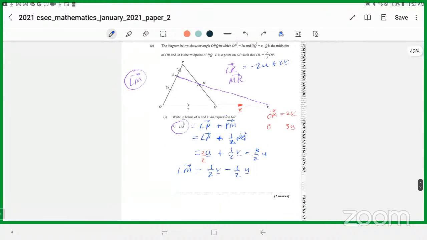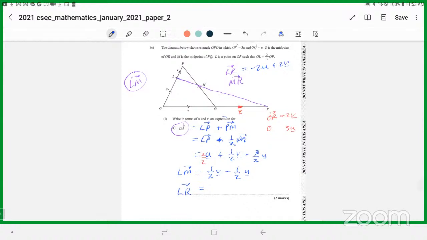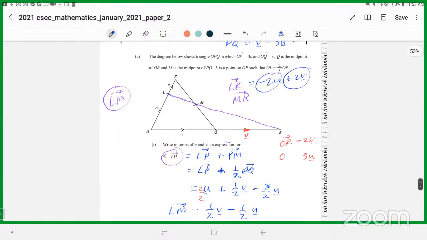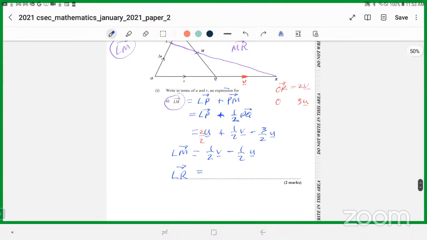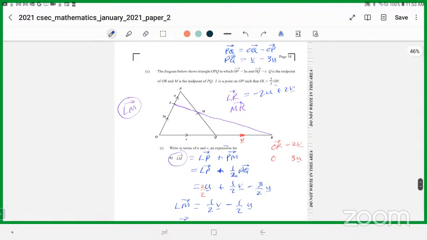So let me write the LR below it. I'm going to copy everything down. I'm going to write the LR right here. LR is, instead of minus 2U plus 2V, because this one has the V first and the U second, I'm going to write this the other way around. Let me rub off the MR because we're not using it. I'm going to write it instead as 2V minus 2U.